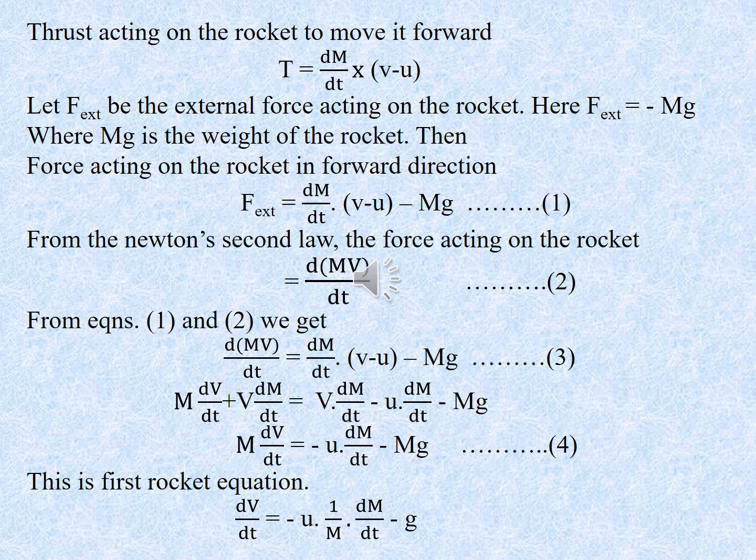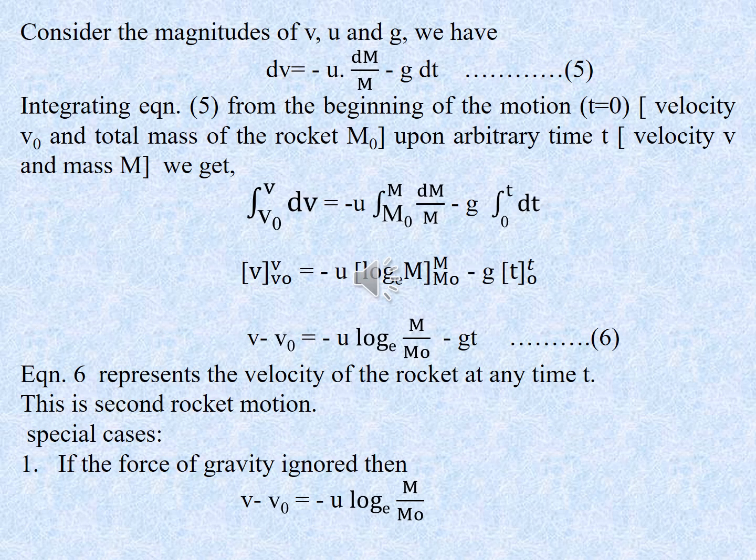After that, we divide with respect to the mass m. We get dv by dt is equal to minus u dm by (m dt) minus g. Considering the magnitudes of v, u and g, we get dv is equal to minus u dm by m minus g dt, that is equation 5.